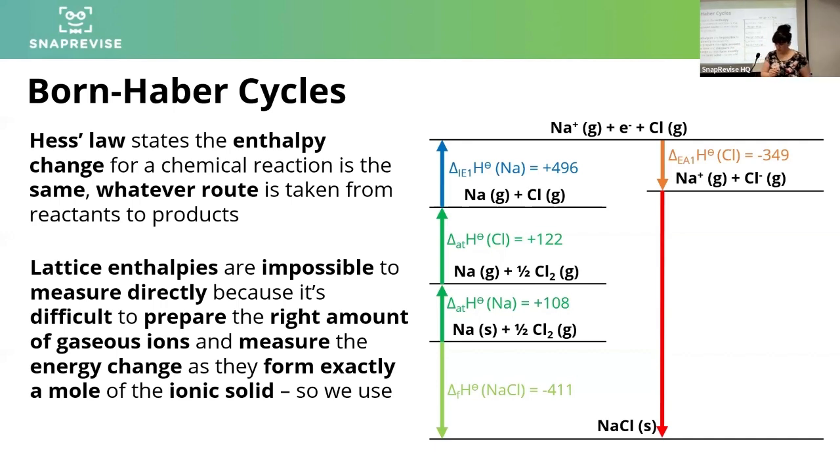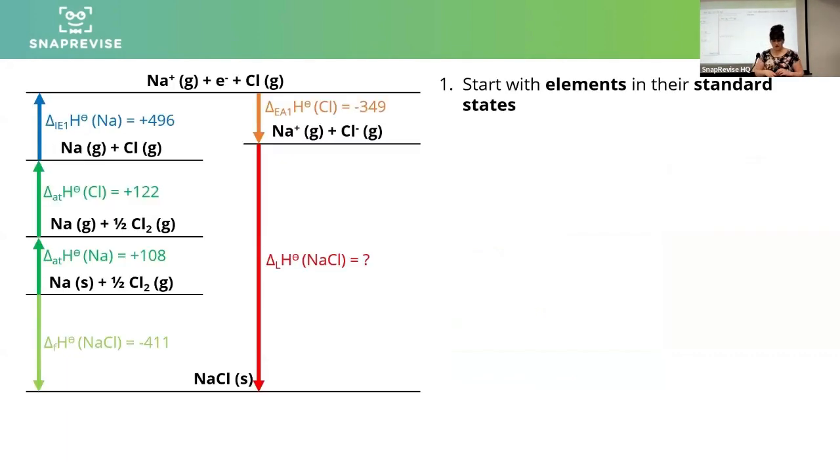So we use Born-Haber cycles. I believe it's the same Haber as in the Haber process. You can also use Hess cycles, and they are obviously linked, but this is a slightly more involved diagram. So let's look at an example.